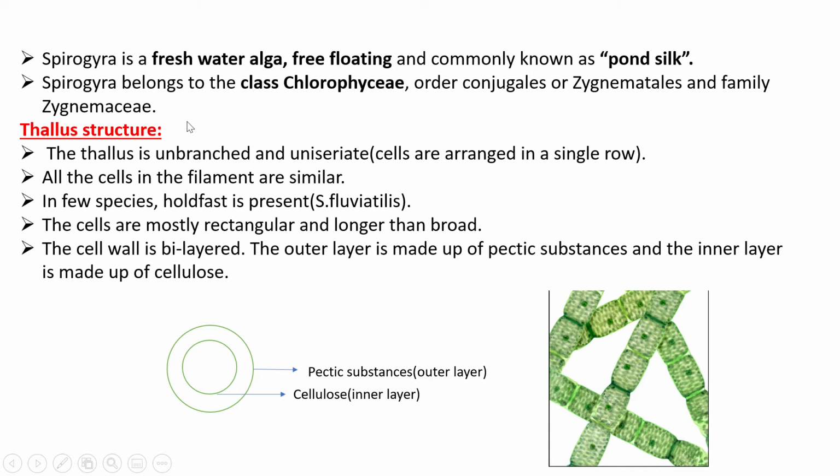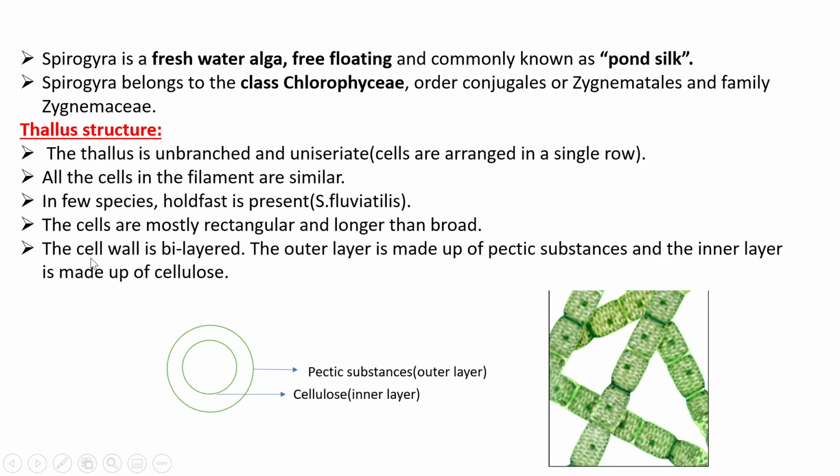Then we will see its thallus structure. Thallus means the filament. This is the filament and its structure. The thallus is unbranched and uniseriate, which means the cells are arranged in a single row. Here we see how the cells are arranged in a single row. All the cells in the filament are similar. In a few species, a holdfast is present. For example, in Spirogyra fluviatilis, the cells are mostly rectangular and longer than broad. Here we can see in this figure how the cells are more rectangular.